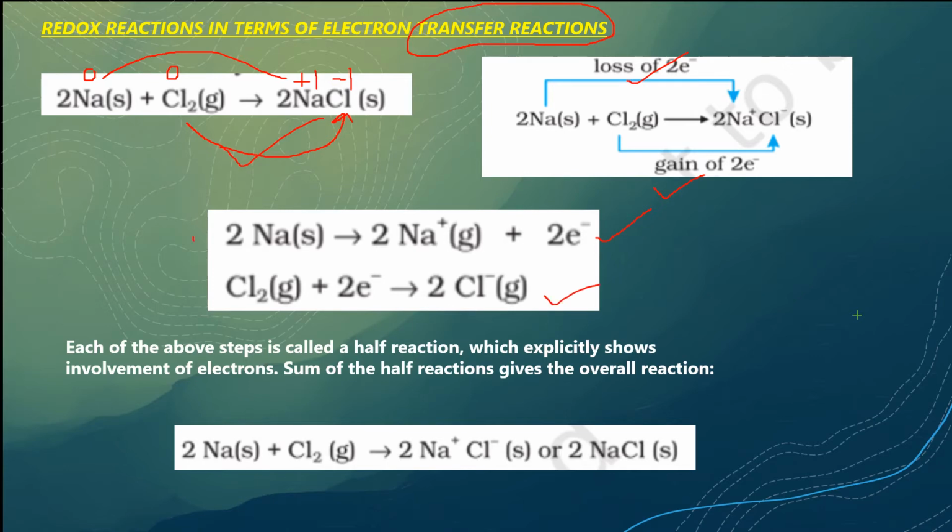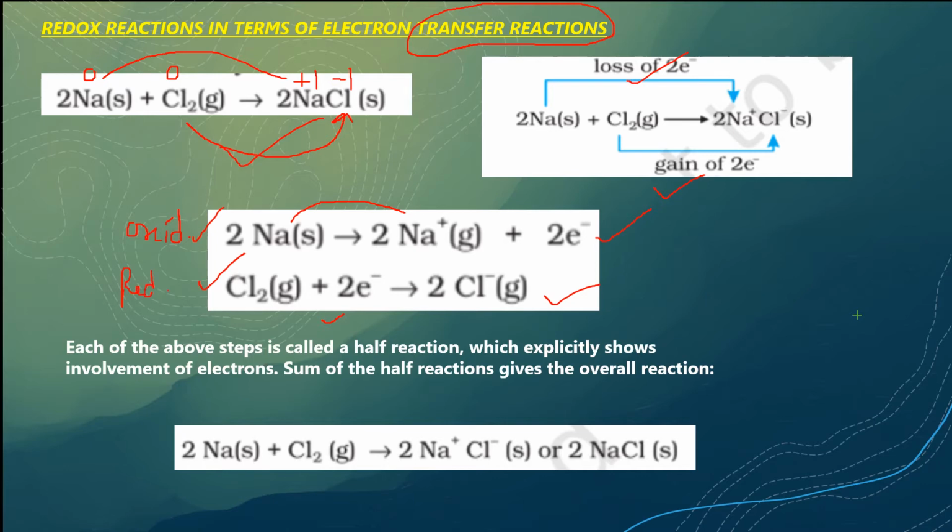These two are called half reactions. I have categorized the loss of electron and gain of electron in different steps. So these are two half reactions, sodium getting oxidized, so loss of electrons is called oxidation and gain of electrons is called reduction. So in the redox reaction, Na reacting with chlorine to give me NaCl, this is the oxidation half and this is the reduction half.